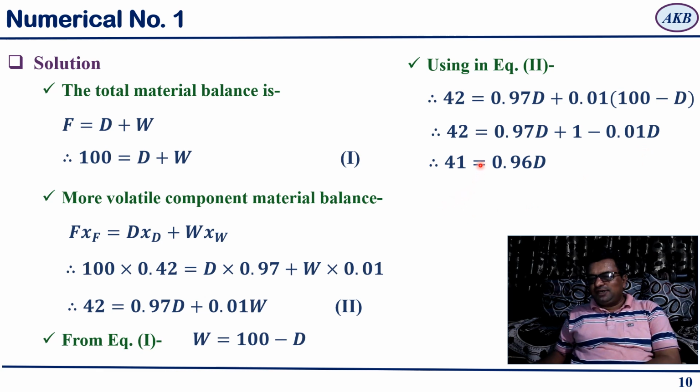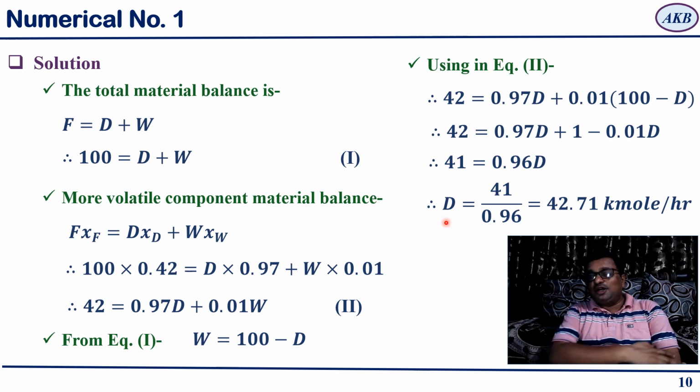Simplify it further. So 42, when this 1 comes on this side, it will be 42 minus 1, that is 41, and 0.97D minus 0.01D is 0.96D. So that will give us D as 41 divided by 0.96, which comes out to be 42.71 kilomole per hour. Okay, so in these steps we get D. Now what is left? We have to get value for W. So let us do it.